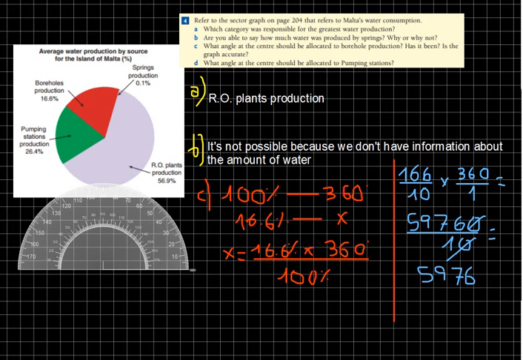Now we're going to take that result here. X is going to be equal to. Here we can cancel both percentages, and what is going to remain is the degrees. In the numerator we have 5,976 divided by 100.